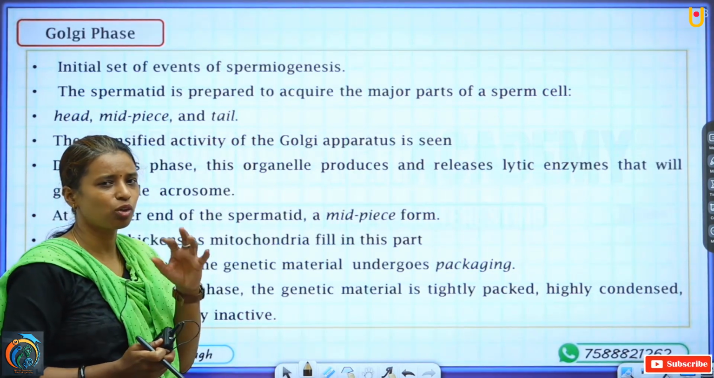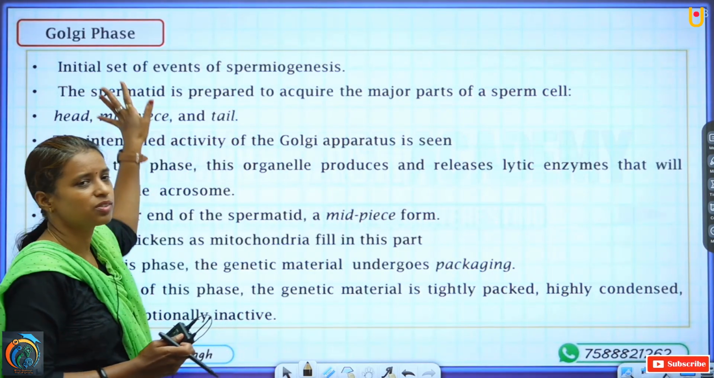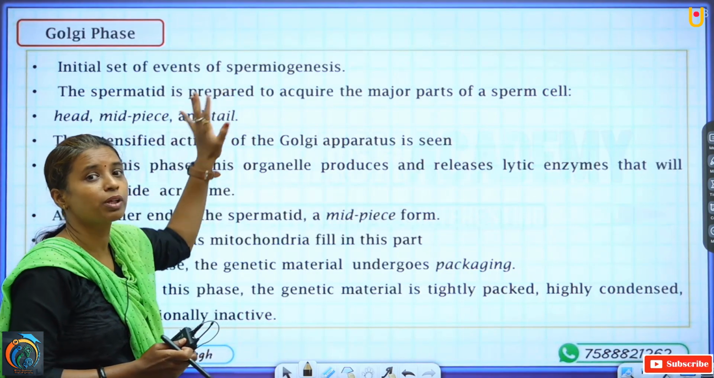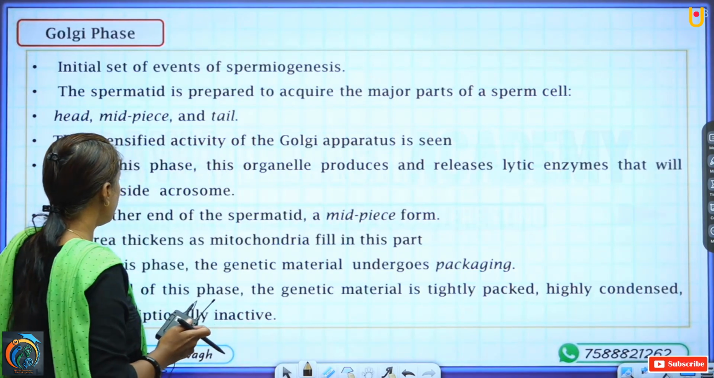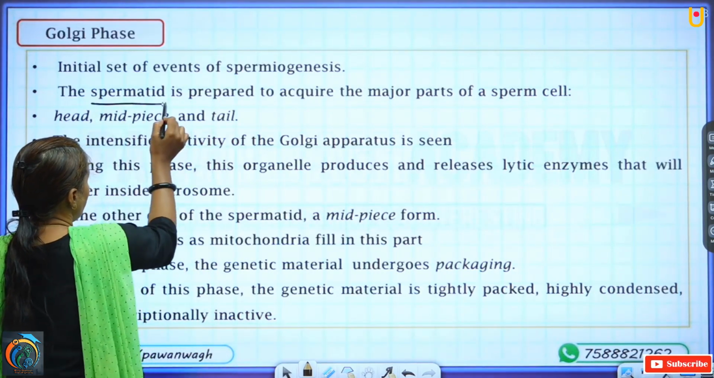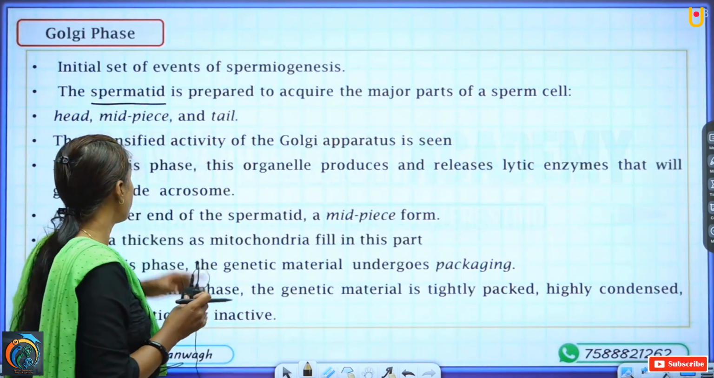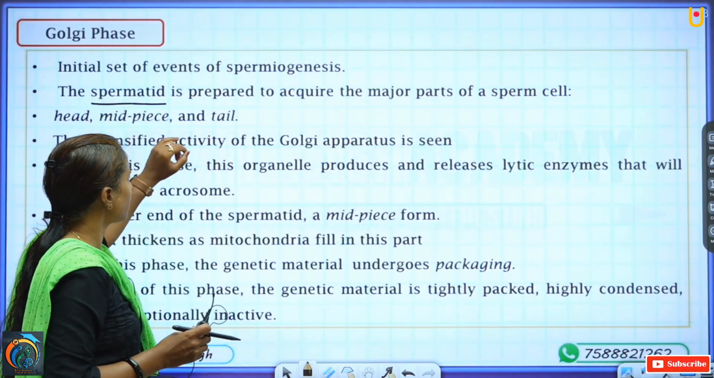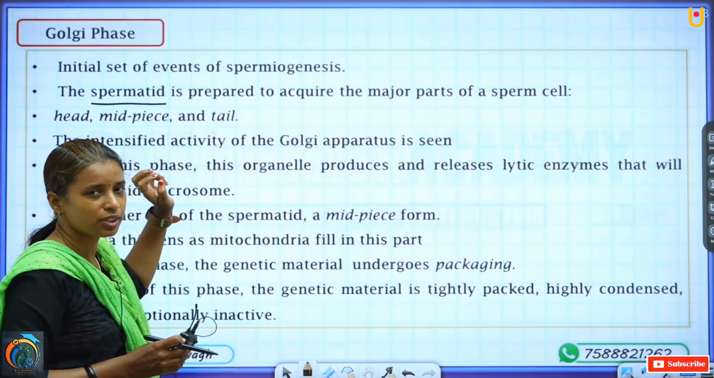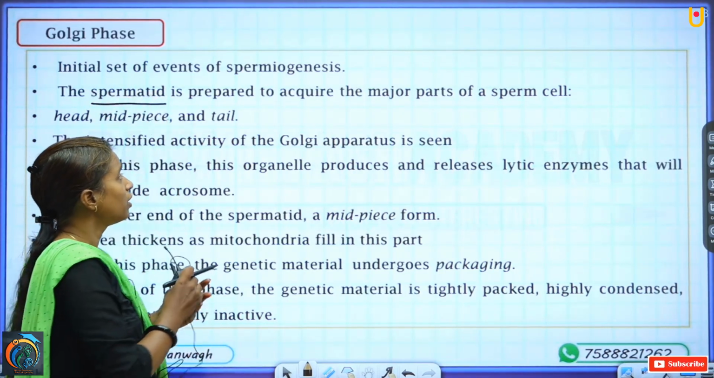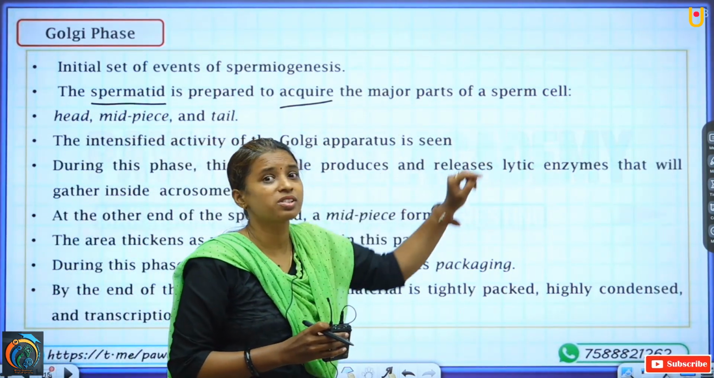In the Golgi phase, what is going to happen now? In the Golgi phase, we are calling this phase an initial event of spermiogenesis. It is the starting of spermiogenesis. And here, until we are not able to call these spermatids a spermatozoa, that's why we are calling them spermatids. These spermatids are prepared. For what purpose are they prepared in this Golgi phase? These spermatids are prepared to acquire the major parts of sperm cells.